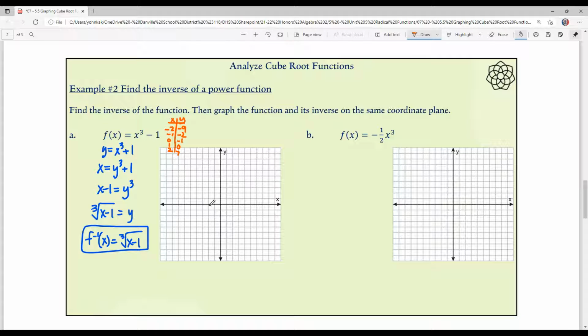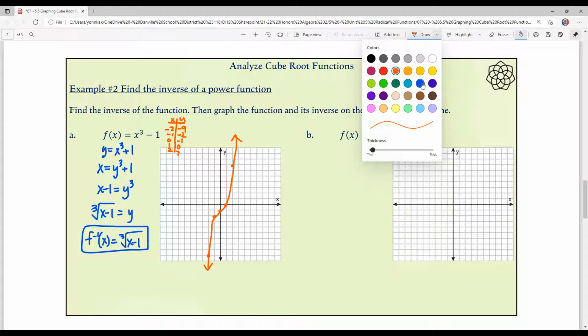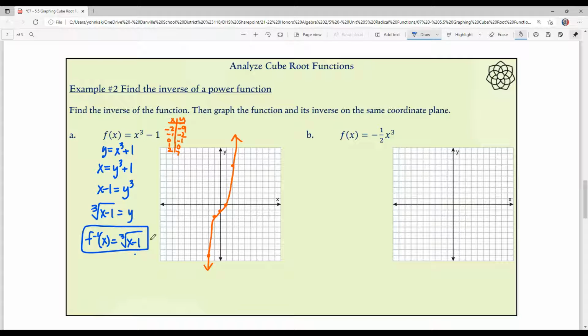So negative 2, negative 9, negative 1, negative 2, 0, negative 1, 1, 0, and 2, 7. Notice that it looks a lot like the cube root function that we just learned how to graph. And remember, it should because they're inverses of each other. All right, so if you have no idea how to graph the cube root of a function, remember you could just swap x's and y's on the graph.